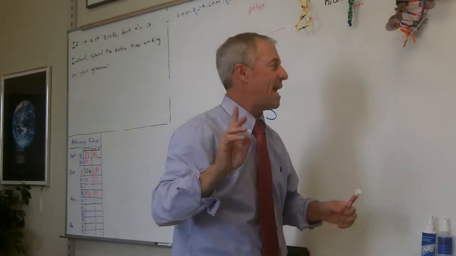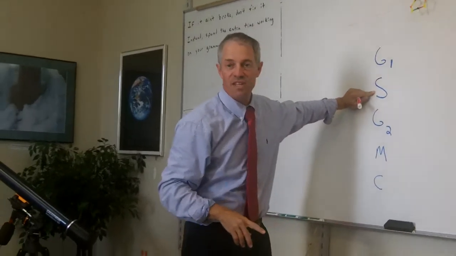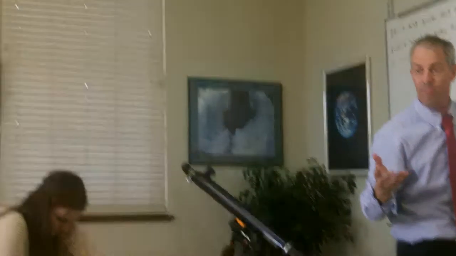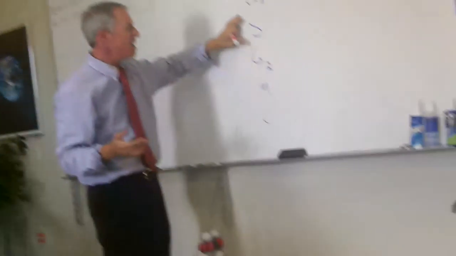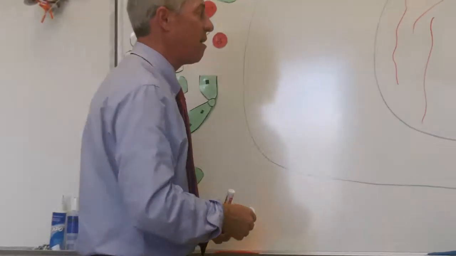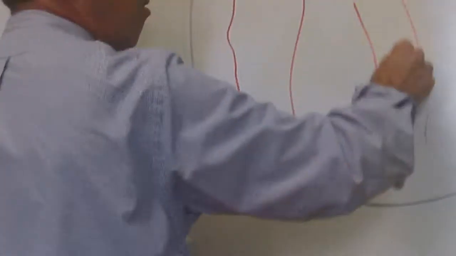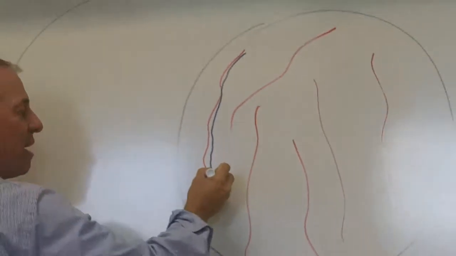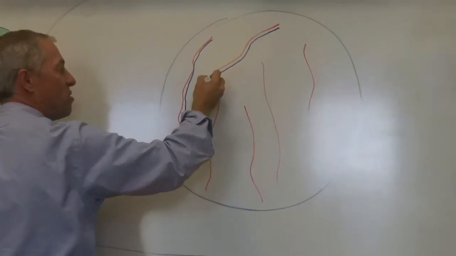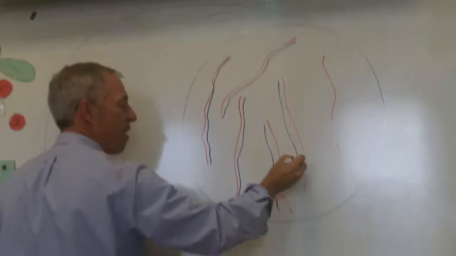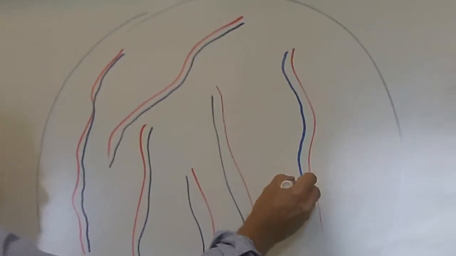And during the S phase of the cell cycle, y'all pay attention. This, by the way, is the essay on the next test. So you want to pay attention here. The S phase of the cell cycle is when the cell copies its DNA. So if there were 6 chromosomes here in the nucleus, you would see 6 copies being made. And our cells have 46, so we would make 46 copies.